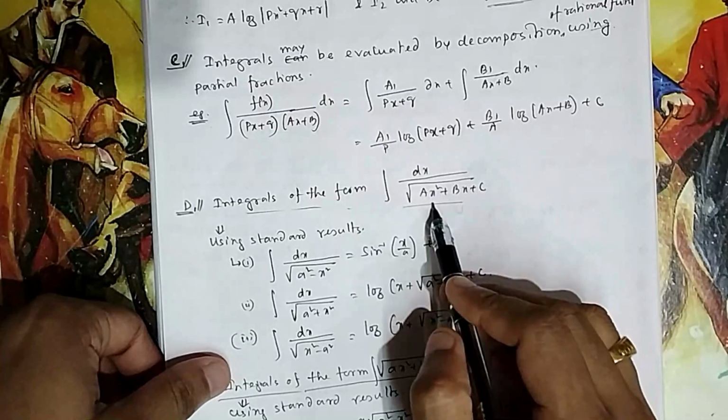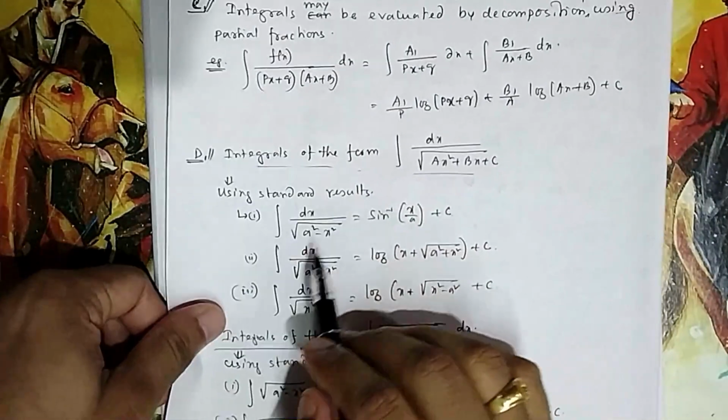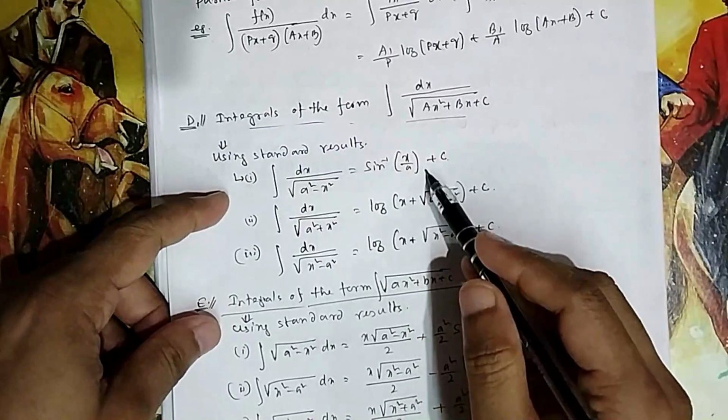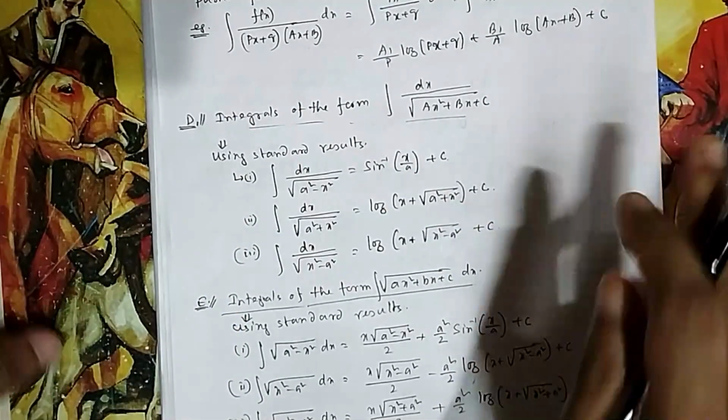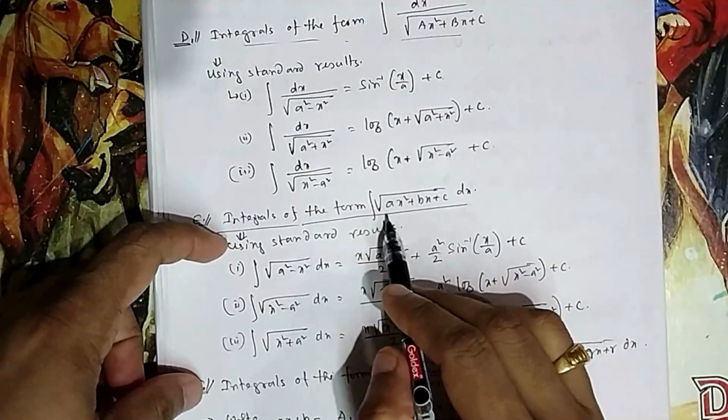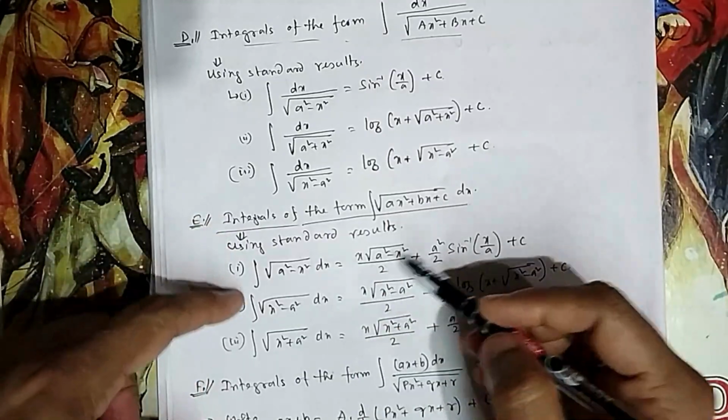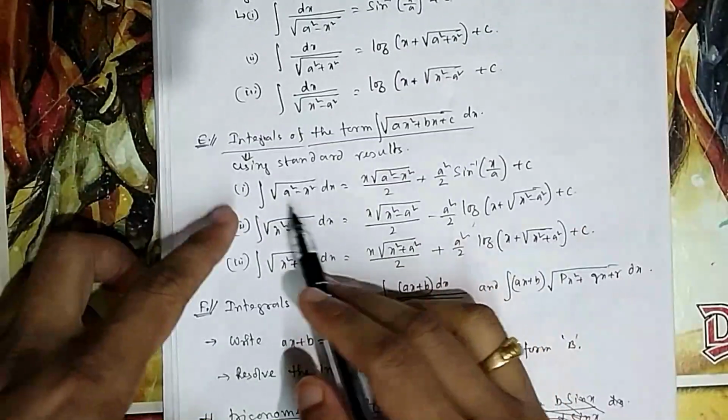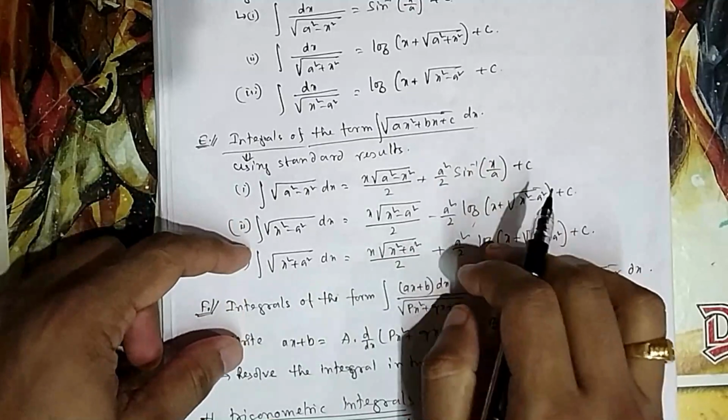Integration of this format, suppose dx by root of a quadratic. For this root quadratic you use this standard formula. Again, three formulas you have to remember. All these standard formulas you have to remember. Now there may be this format, integration of root quadratic in the numerator. For that also you have three formulas. So there are lots of formulas, and you have to remember all of them.